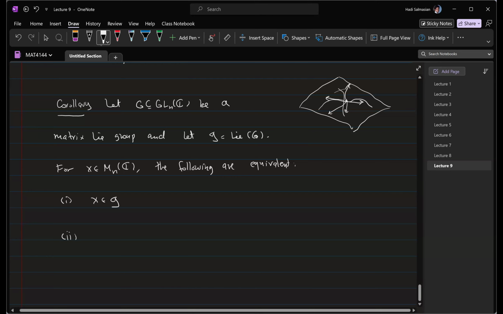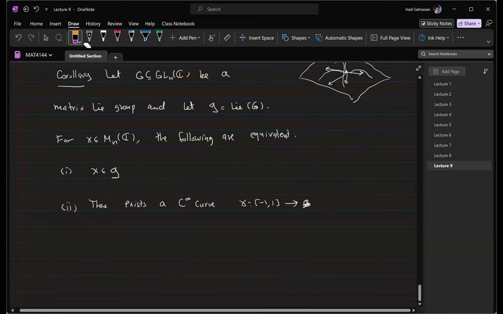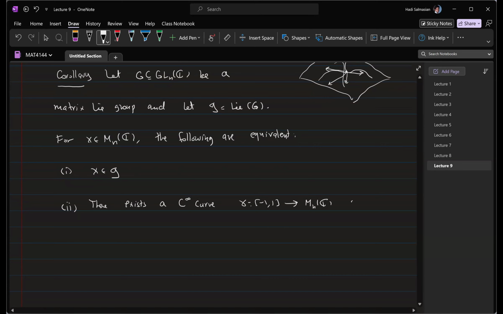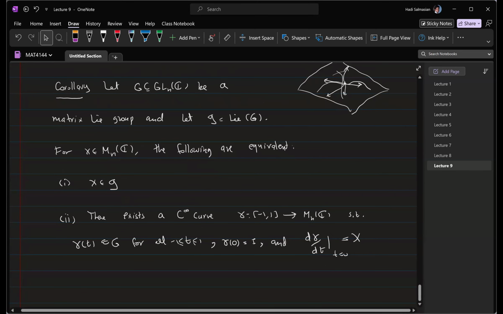And the second is that there exists a C infinity curve gamma going from (-1, 1) to M_n(C), such that gamma of t is in G for all t, gamma of 0 is 1, and the derivative of gamma at t equal to 0 is X. Okay, so the second one would be the tangent vector to a smooth curve on the surface G. So this is the typical definition of a tangent space, one of the typical definitions.